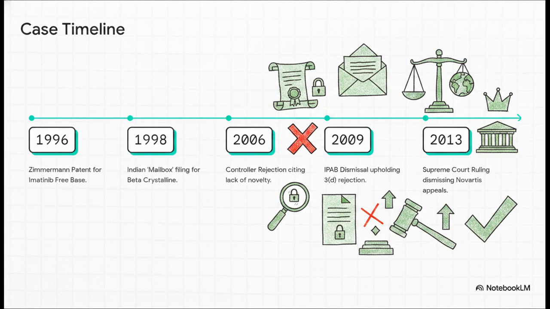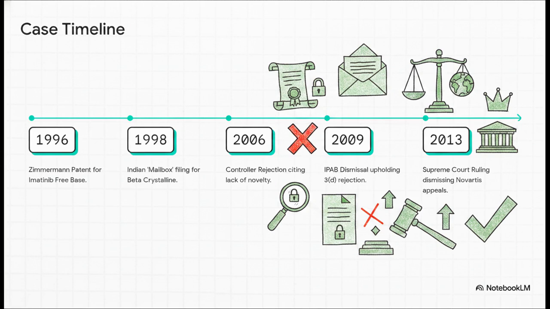Back in 1996, the underlying compound was patented in the US, a patent known as the Zimmermann patent. Fast forward to 1998, and Novartis files an application in India. But because India wasn't granting product patents for medicines quite yet, this application went into a sort of holding pen, a mailbox filing. When the law finally changed, the application was opened, only to be rejected by the Controller of Patents in 2006. Novartis appealed to the Intellectual Property Appellate Board, which dismissed it again in 2009.